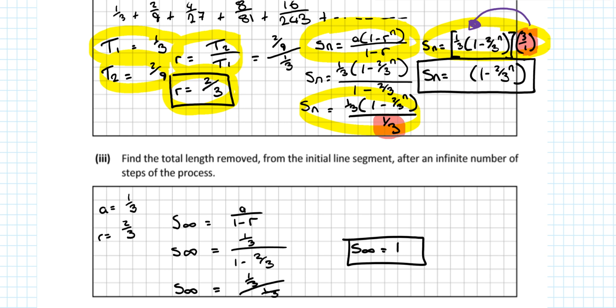And then find the total length removed from the initial line segment after an infinite number of steps. Okay, so now we're not using our Sn. We're now using S infinity, same a and same r. And what you find is that S infinity will simplify down to 1, because you're getting 1/3 over 1/3 here. Anything divided by itself is 1. So if we kept going on forever and ever, we'd find that the entire line segment gets removed.